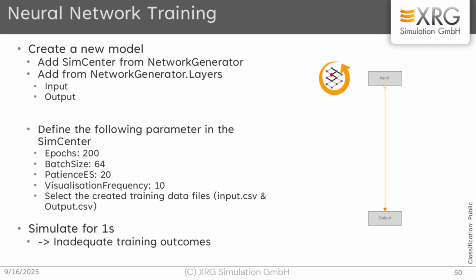For you, the task would be, in the first step, to create a new model and add a sim center as well as input and output. You can then define the following parameters, and in the sim center you can do the same. You can do it simultaneously, and what we can then do is simulate it for 1 second.